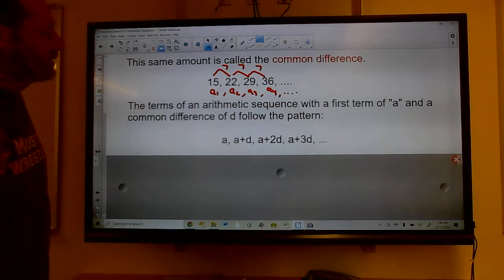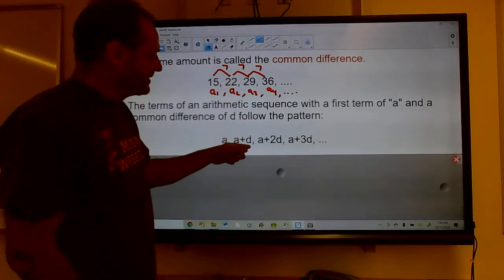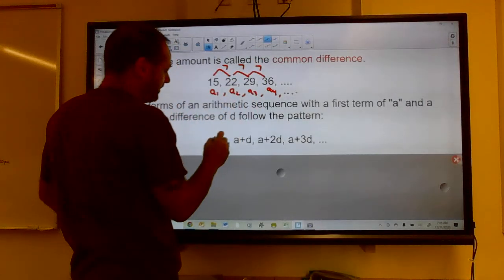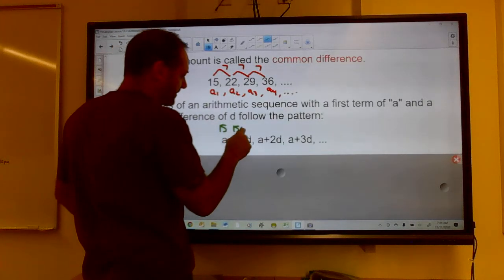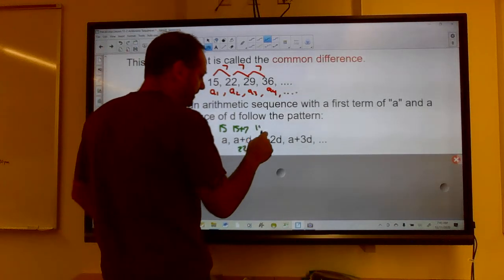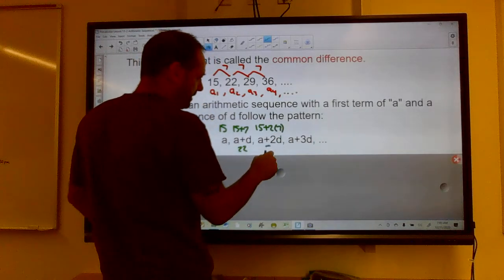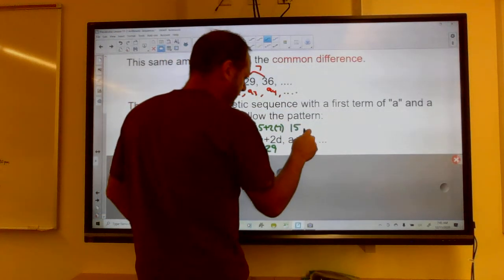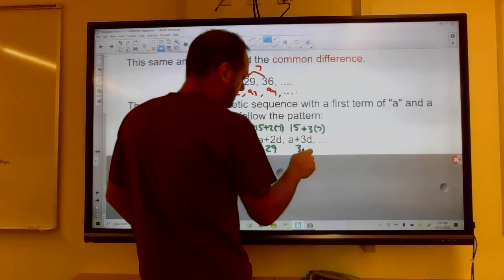The terms of an arithmetic sequence with the first term of a and a common difference of d follow this pattern: a, a plus d, a plus 2d, a plus 3d. So if we look at this example here, the first term, a, was 15. The second term was 15 plus 7, which came out to be 22. The third term was 15 plus 2 times 7, which would be 29. And then the fourth term was 15 plus 3 times 7, which would be 21 plus 15, which is 36. Okay?